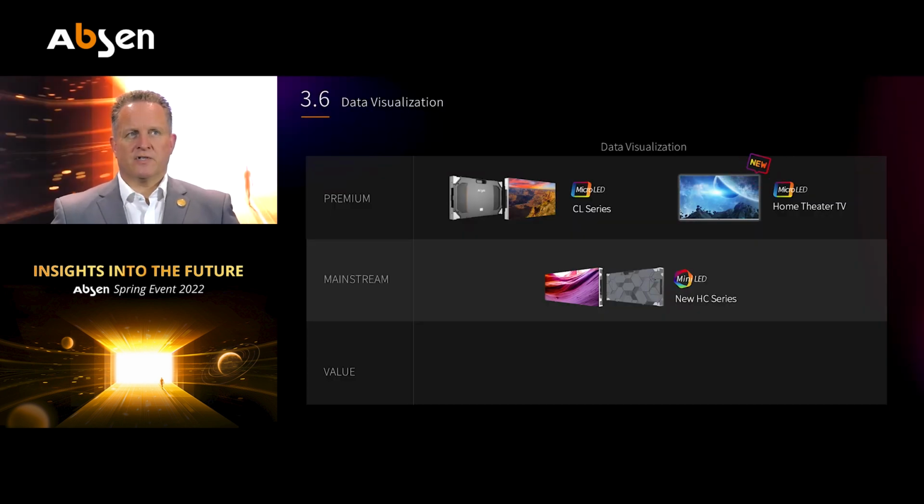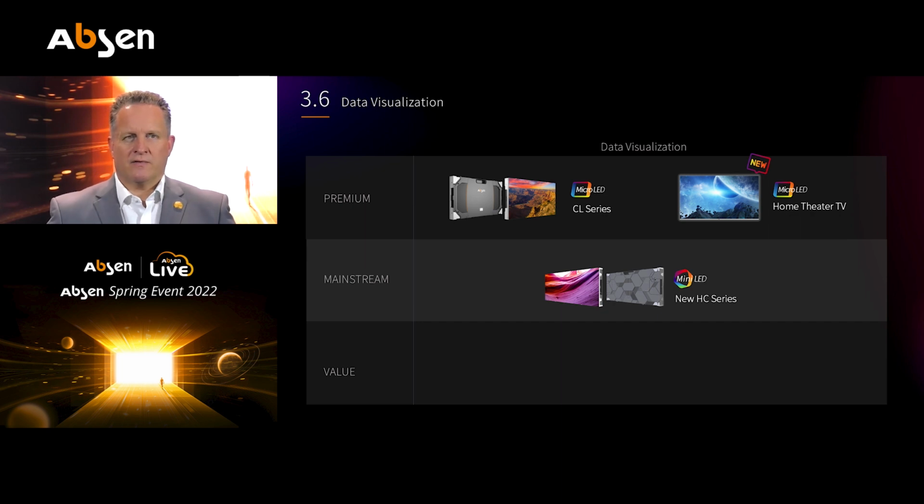Then for data visualization, in the premium region we have the CL, the clear COB, which I mentioned several times, so there is a reason to speak about it. In this same segment, we will soon find our home theater TV, and then specifically designed for the control room is our high-level, high-quality series in that section, the new HC series.